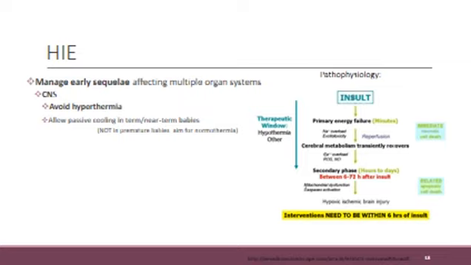For this reason, it is critically important to avoid hyperthermia and rather to allow passive cooling for babies at term or near term with a diagnosis of HIE. This is not to be performed for preterm babies who do not tolerate hypothermia well. For them, you should always aim for normothermia.